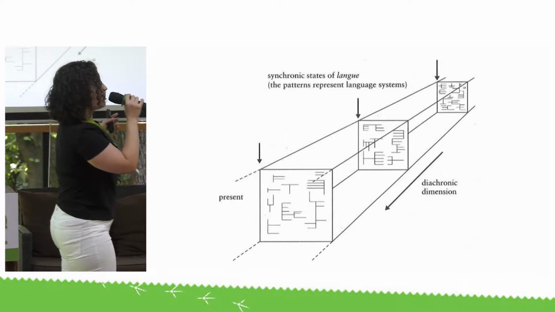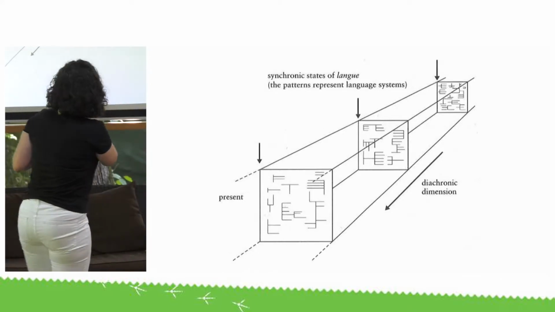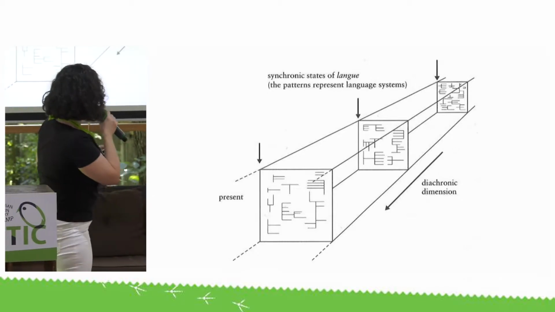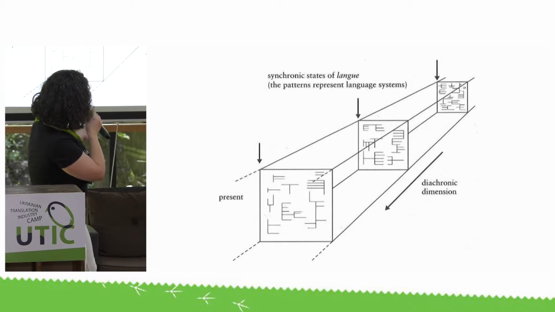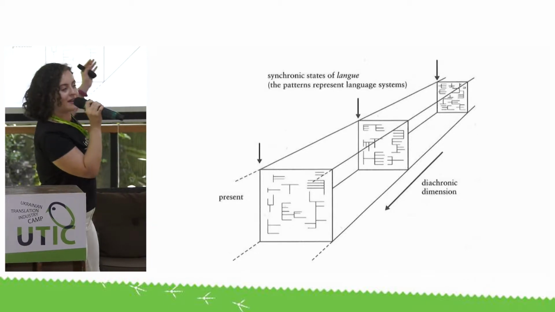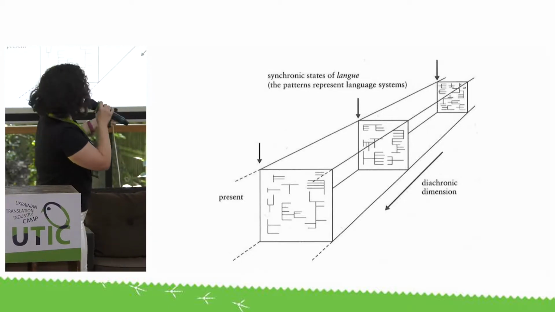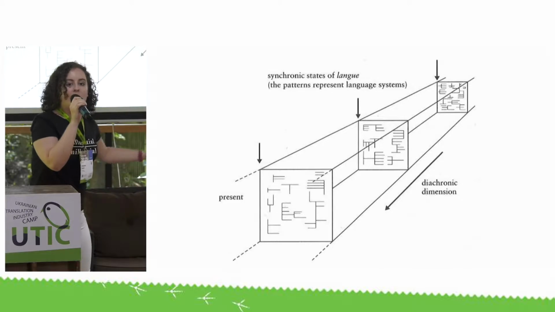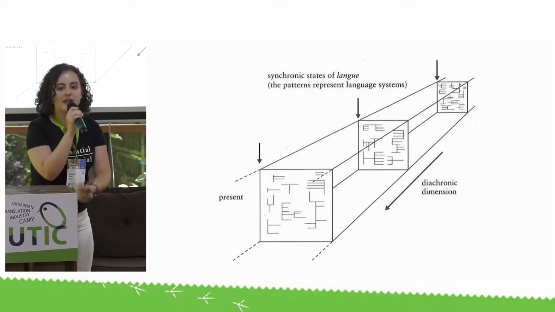But he said, okay, but there is a problem, because we can study language synchronically and diachronically. And when we say synchronically, it's kind of like we take a slice. So all of these squiggly lines represent systems of each language. And so if we take a slice or a snapshot of the world at one particular moment in time, we would have a synchronic system of language, right?